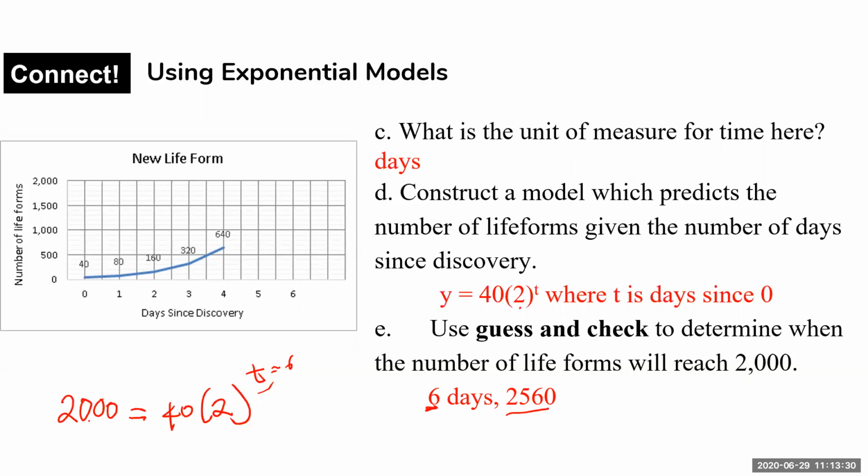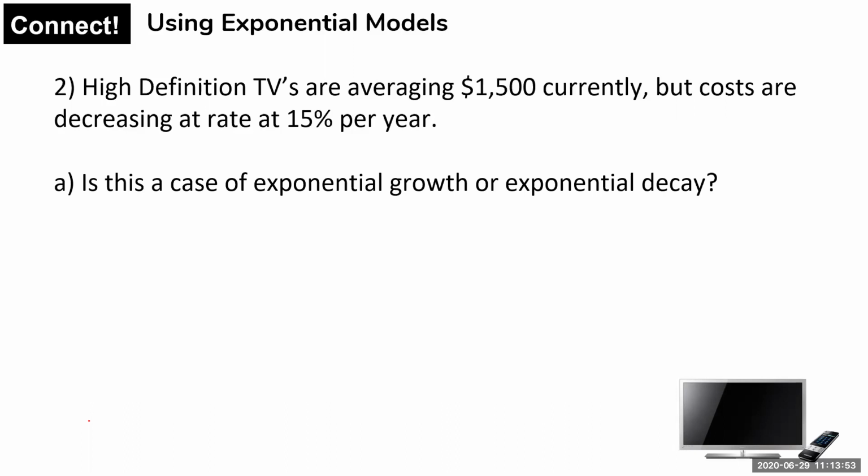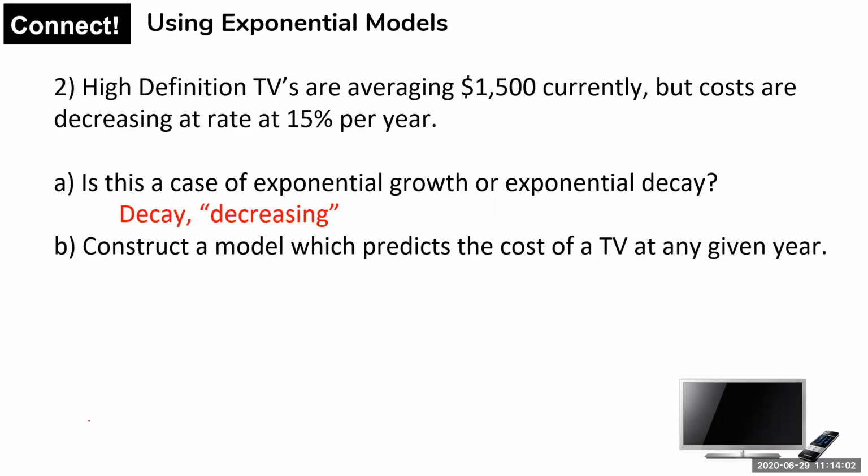Okay, nice. And we're going to use these same applications to work on the decreasing rate of appliances. High definition TVs are averaging $1,500 currently, but costs are decreasing at a rate of 15% per year. In this case of exponential, is this a case of exponential growth or decay? The costs are decreasing. So this is what? Decay.